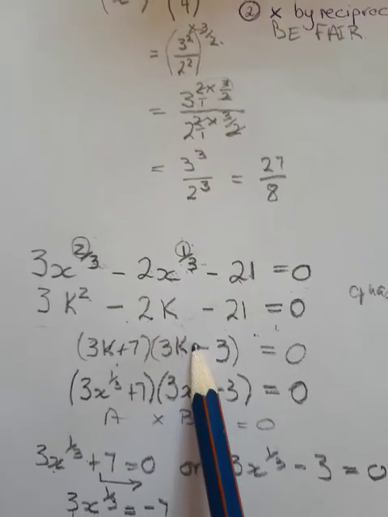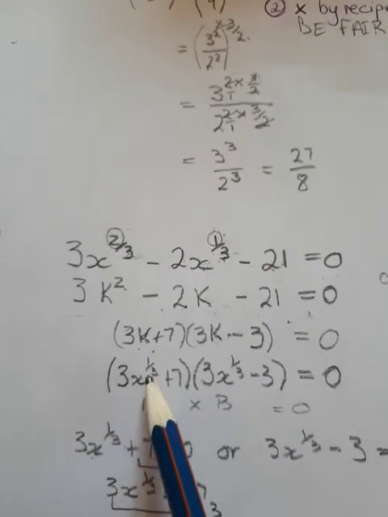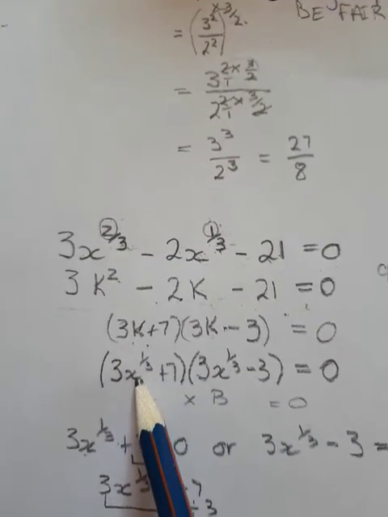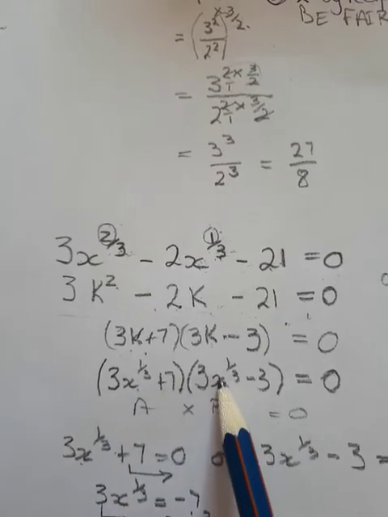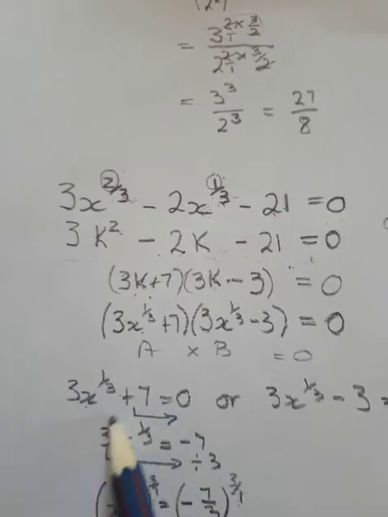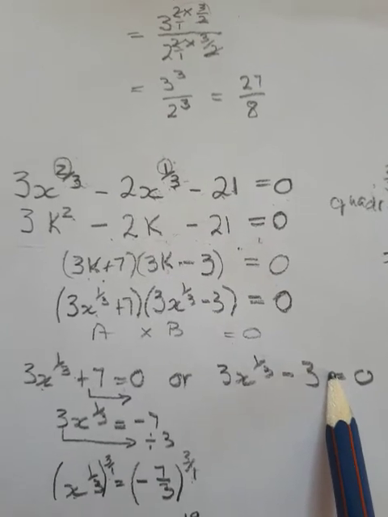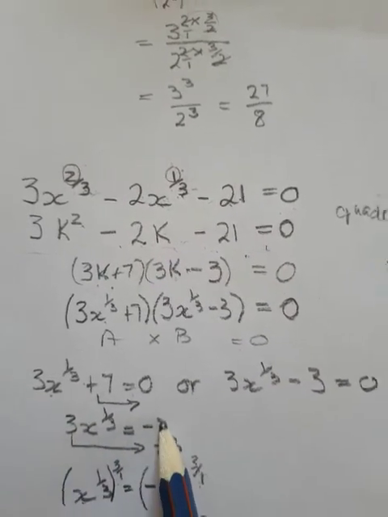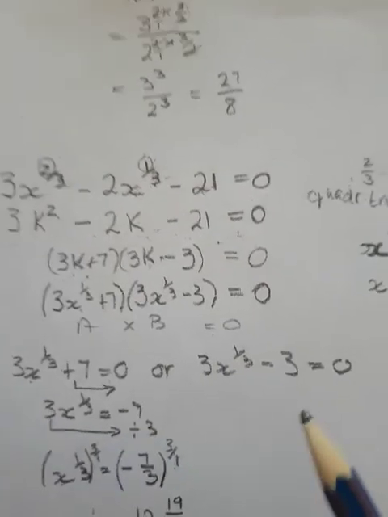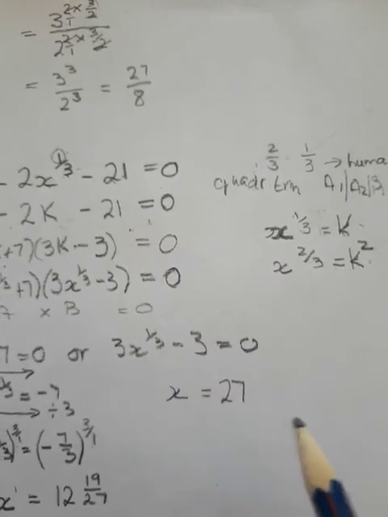And now we need to exchange back the k's. The k represented x to the power of 1/3. So instead of k, you must write x to the power of 1/3, and in this bracket also x to the power of 1/3. And then we simply make the one bracket equal to 0 or the other bracket equal to 0, and then you solve it by simply doing Gr10. So when you now look at this one and you have done Gr10, then that x will give you 27.